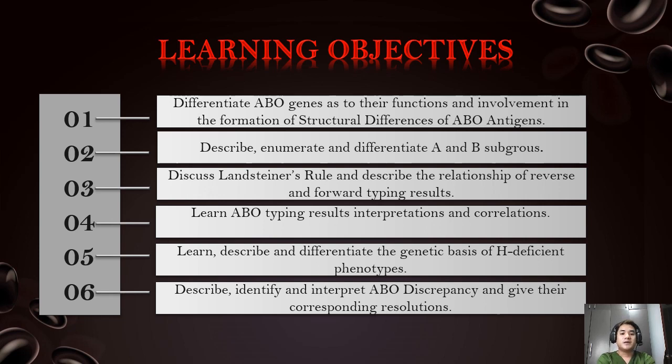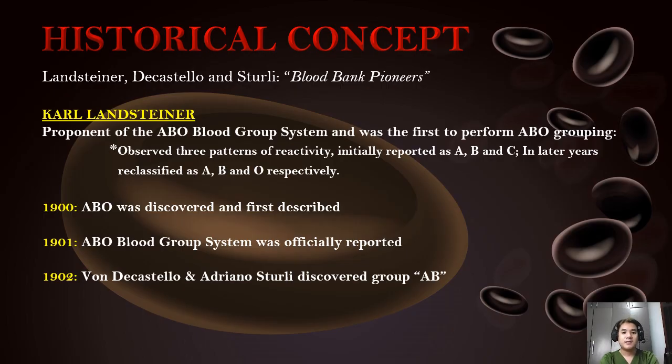Number four, learn ABO typing results interpretations and correlations. Number five, learn, describe, and differentiate the genetic basis of your H deficient phenotypes. And lastly, number six, describe, identify, and interpret ABO discrepancy and be able to give their corresponding resolutions. So, beginning with a brief overview of the historical perspective in the ABO blood group system.